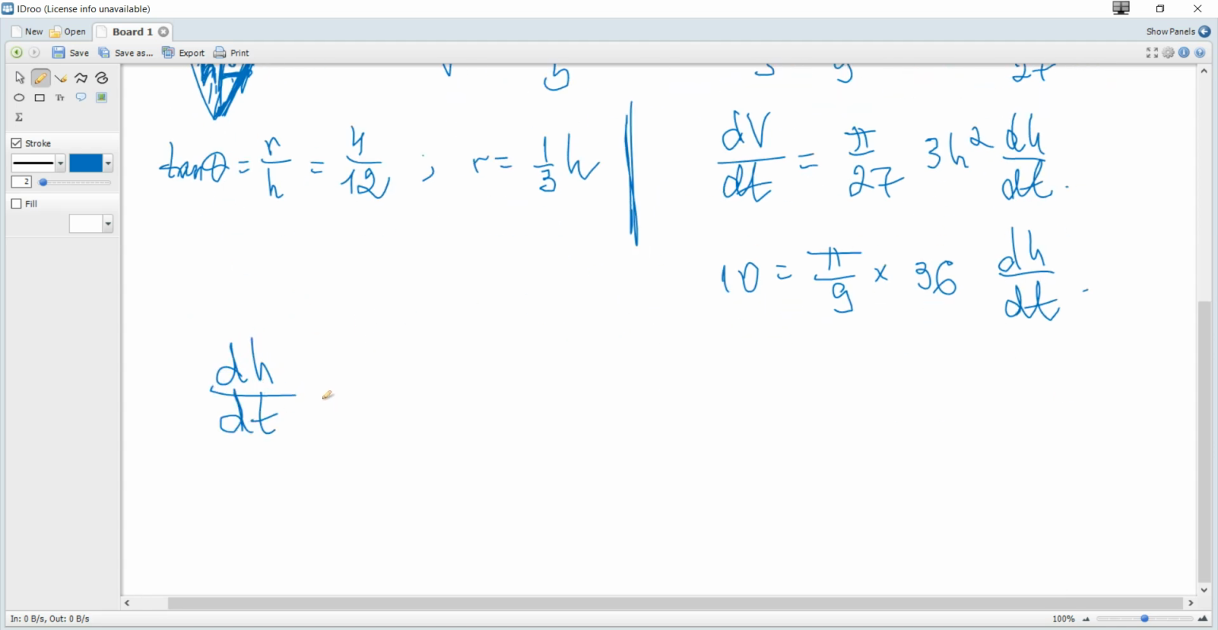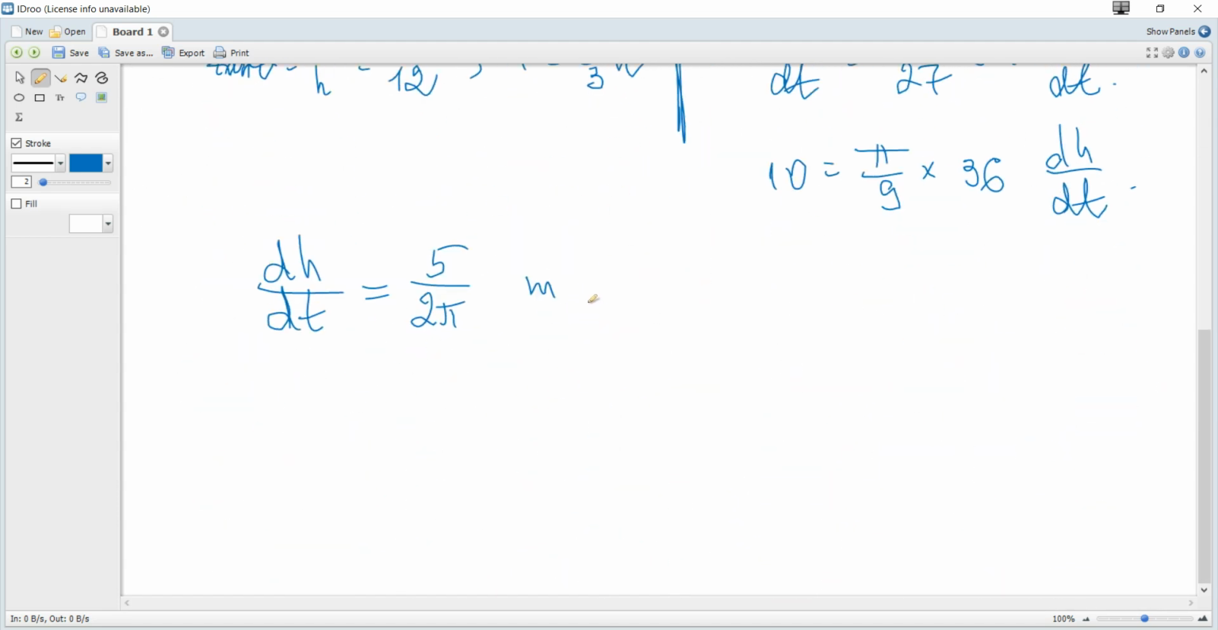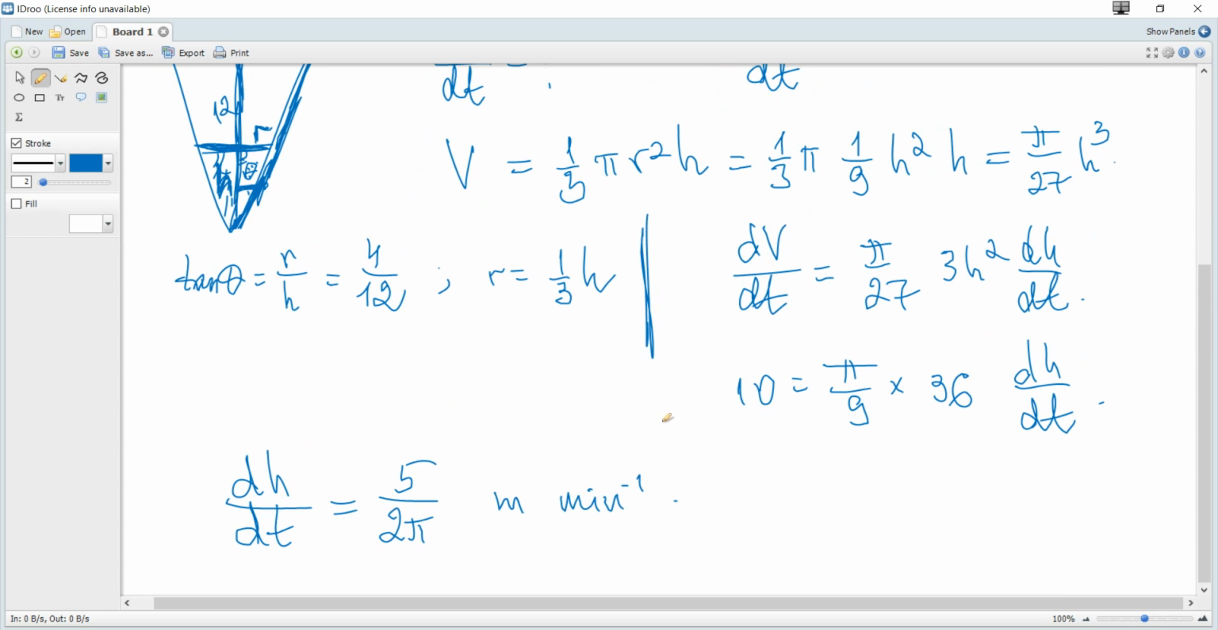Dh over dt is equal to what? And we can see that we can simplify. It's just 4. It's 5, 2. So it's what? 5 divided by 2 pi. And meters per minute, or what? Yes, minutes, so meters per minute. And that's all for this question.